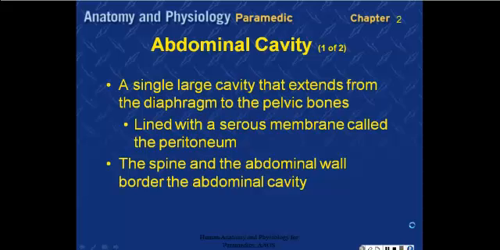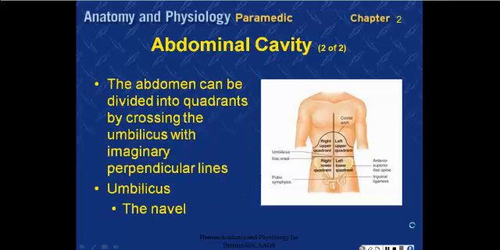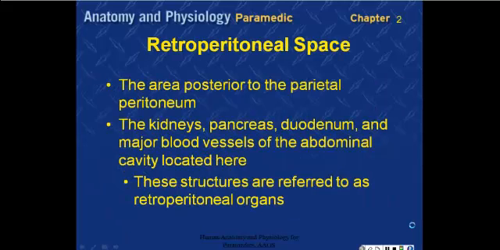The spine and the abdominal wall border the abdominal cavity posteriorly. The abdomen can be divided into 4 quadrants by crossing the umbilicus with imaginary perpendicular lines. The umbilicus is the patient's navel or belly button. The retroperitoneal space is that area posterior to the parietal peritoneum. This space contains the kidneys, the pancreas, the duodenum, and the major blood vessels of the abdominal cavity. These structures are referred to as the retroperitoneal organs.